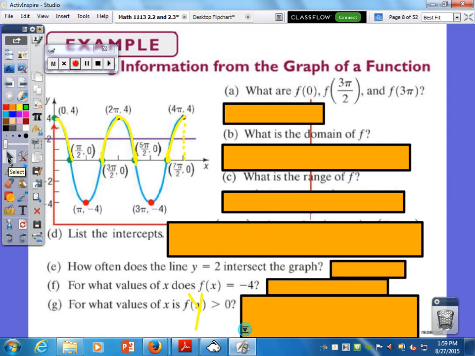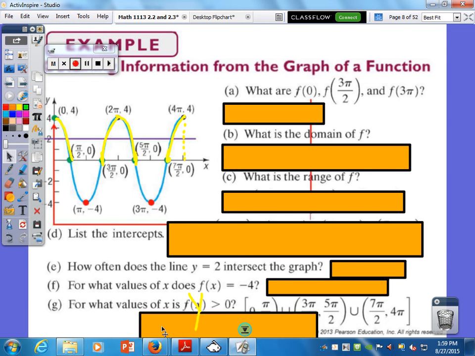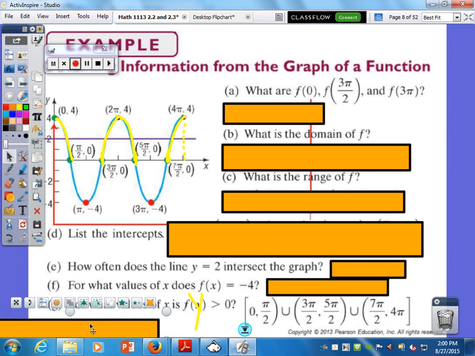So it looks to me like the x values of 0 to pi over 2, and then the x values of 3 pi over 2 all the way to 5 pi over 2. Good, good. You're going to have to do the union.